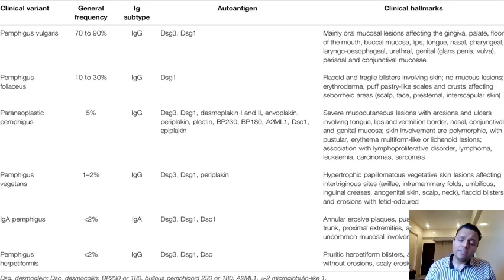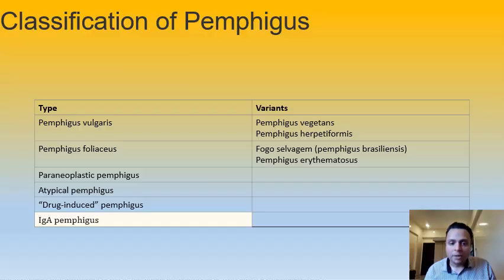So overall, pemphigus is divided into pemphigus vulgaris, which is 70%, pemphigus foliaceus 10 to 30%, paraneoplastic only 5%, pemphigus vegetans 1 to 2%, IgA pemphigus again less than 2%, pemphigus herpetiformis less than 2%. So this is the classification of pemphigus.